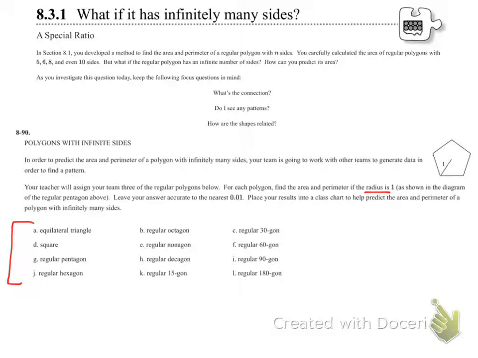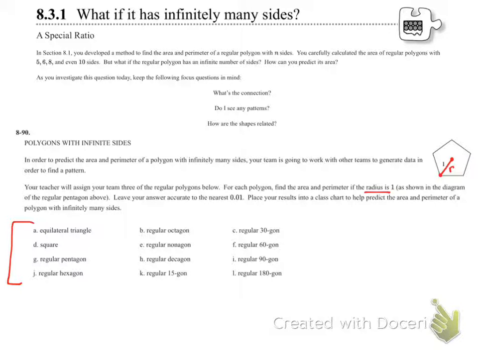I know you're probably having a sigh of relief right now, assuming that the radius of each one was 1 unit long. And remember, we define the radius to be a segment that goes from the center of a polygon down to one of the vertex or the vertices. And remember, the vertices are just where the two sides connect. So that's a radius in a polygon.